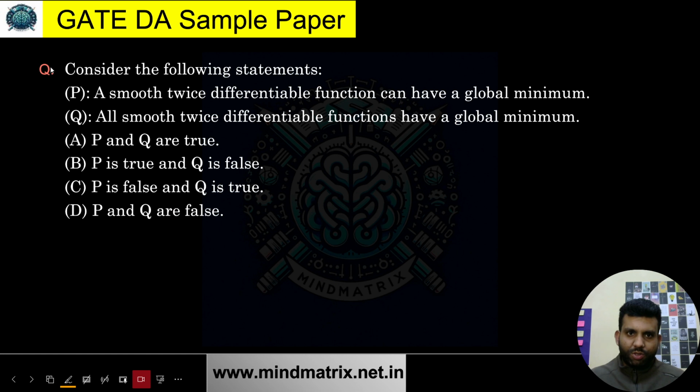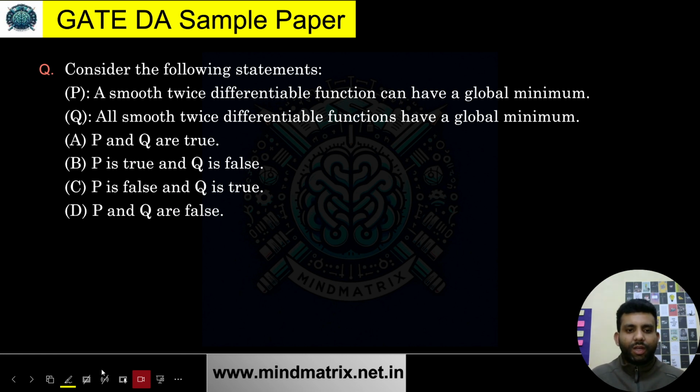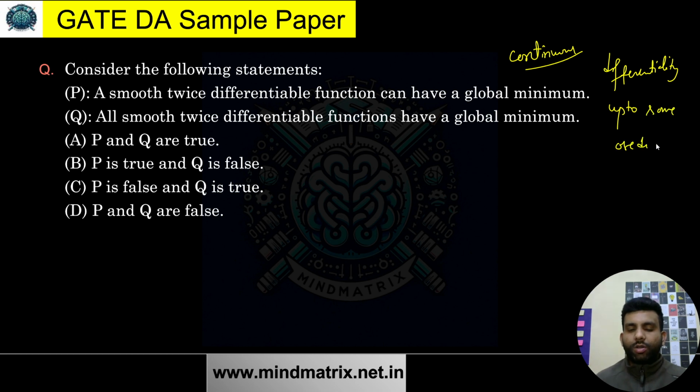Let's see. If I tell you what exactly a smooth function is, when we talk about this in calculus, smooth basically represents a continuous function along with differentiability up to some order. What does that mean, some order? A smooth function belonging to C^k means it is continuous and it is k times differentiable.